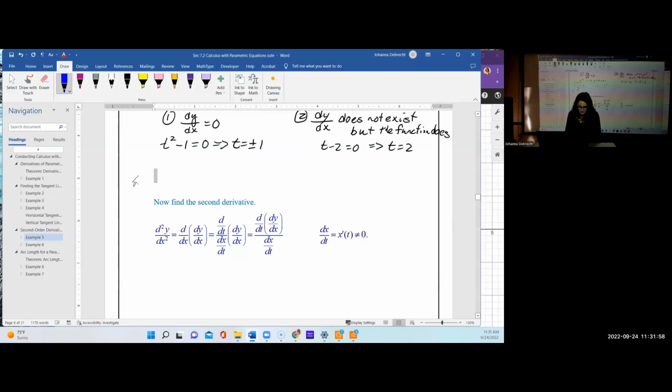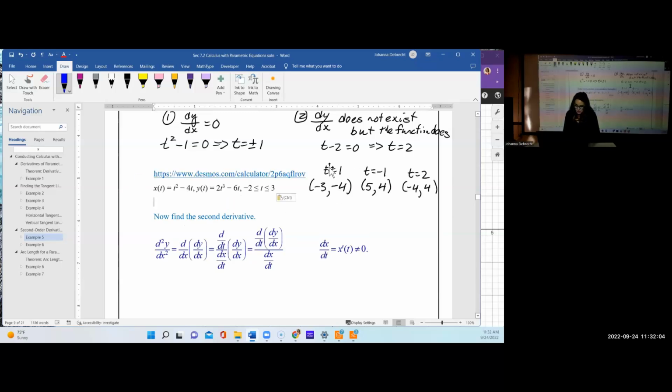Let's leave a line there. All right, so we found these 3 ordered pairs. We have -3, -4, which turned out to be a relative minimum. 5, 4 turned out to be a relative maximum. So this was a relative min, this is a relative max, and this was neither one, neither a min nor a max. It was not a relative extrema.